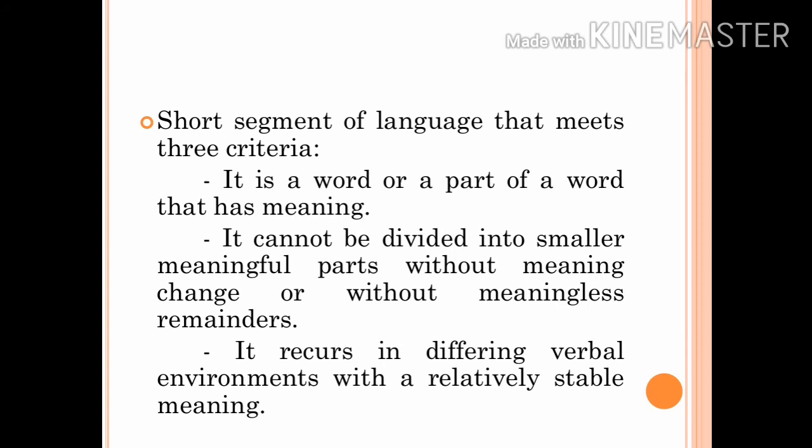Thus, a morpheme is a short segment of language that meets three criteria. It is a word or a part of a word that has meaning. It cannot be divided into smaller meaningful parts without violation of its meaning or without meaningless remainders. It recurs in differing verbal environments with a relatively stable meaning.